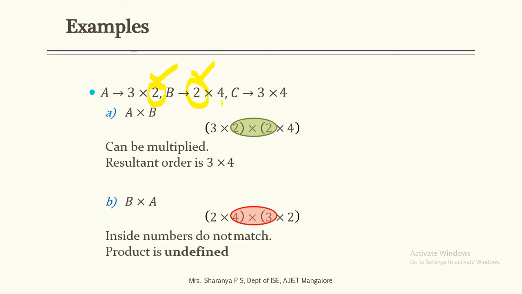And next, what is the resultant matrix order? It is the first matrix's number of rows, that is 3, and the second matrix's number of columns, that is 4. So, the resultant matrix will be 3 cross 4.